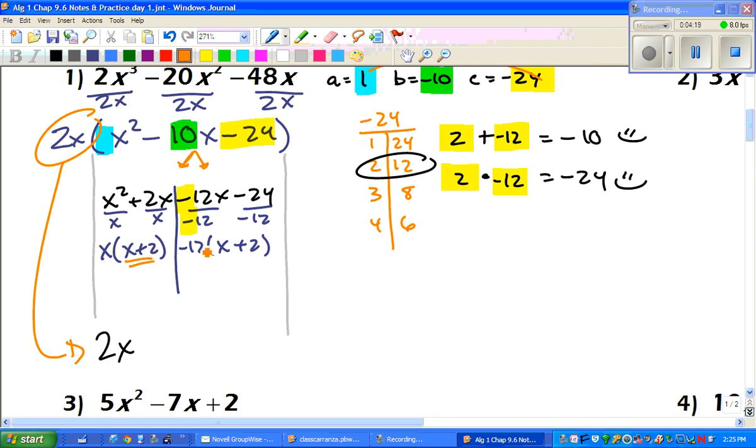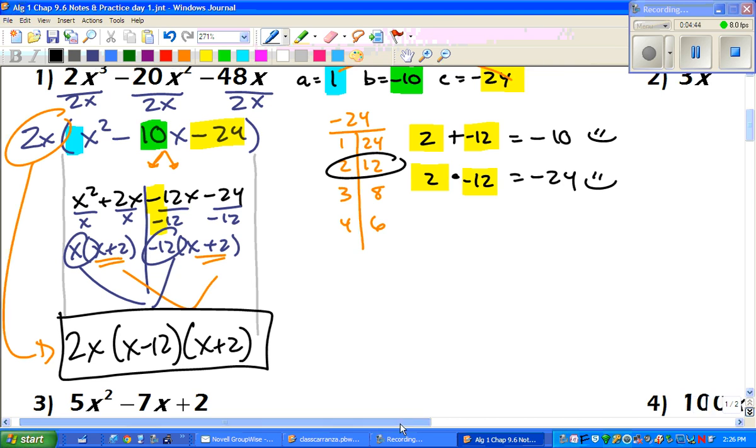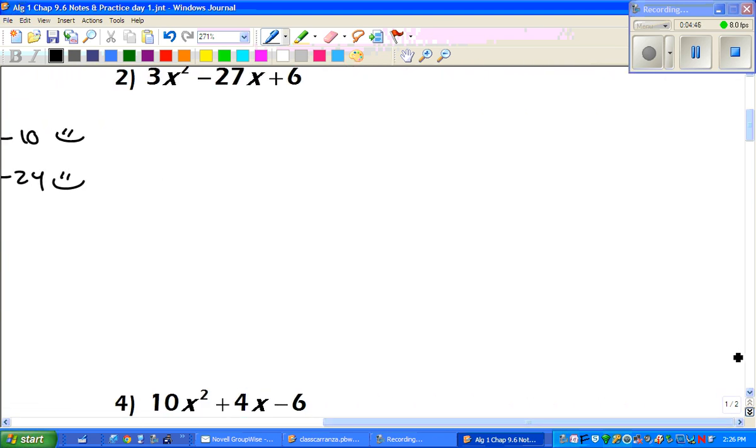And we're doing our check right here. Those work out for us. So x plus 2 goes to the back, and then we bring those down for x minus 12. And our final answer is 2x times x minus 12 times x plus 2. Let's look at the next example.